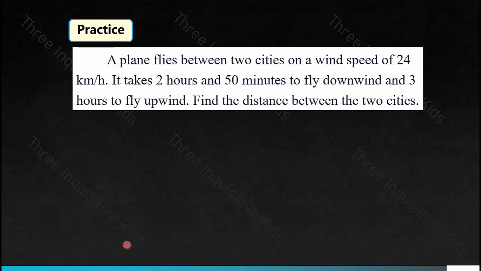A plane flies between two cities with a wind speed of 24 kilometers per hour. It takes 2 hours and 50 minutes to fly downwind and 3 hours to fly upwind. Find the distance between the two cities.